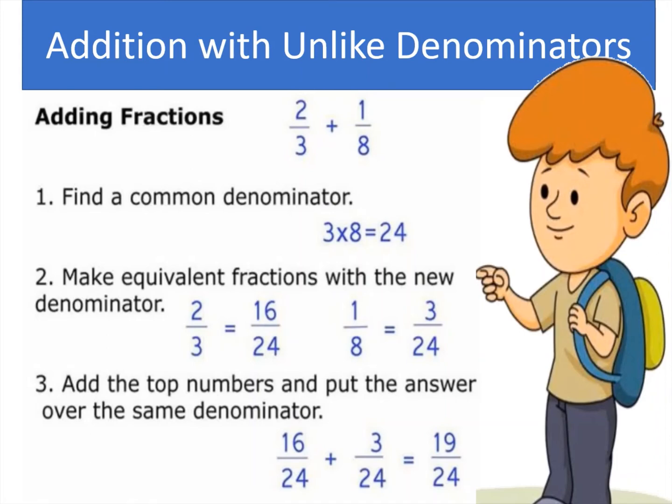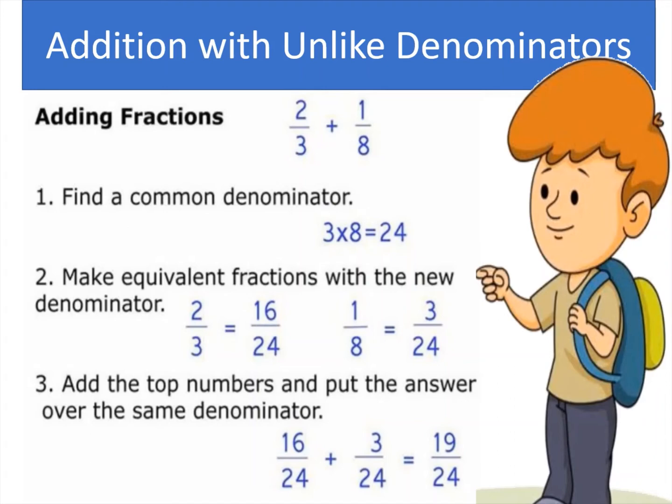Same as 1 upon 8. If the denominator is 24, 8 3s are 24. The same will be multiplied with the numerator, 1 3s are 3. 3 upon 24. In this way we have got two new fractions, that are 16 upon 24 and 3 upon 24.